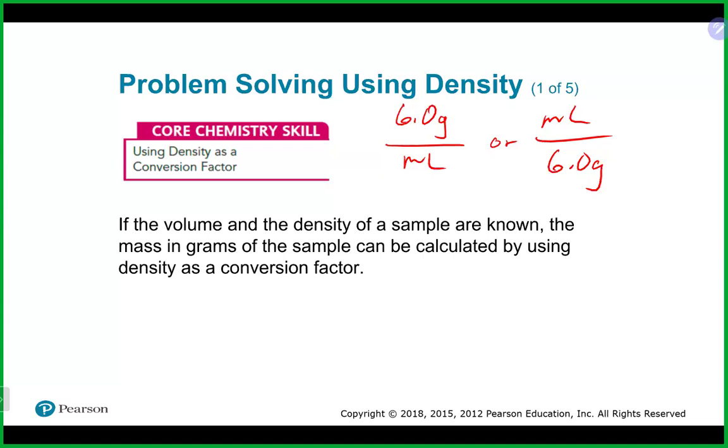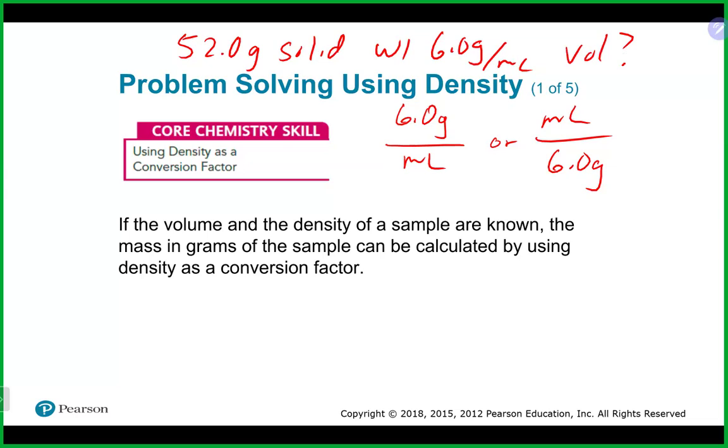So let's just say, for example, I had 52 grams of a solid with that density of 6 grams per milliliter, and I want to know what is the volume, right? Now, clearly I can take the D equals M over V and rearrange it and then put my density, since I know two of the three things, right? I have my density, I have my mass. I could rearrange and solve for volume. Now, maybe you don't remember the formula, or maybe you're afraid you'll mess it up rearranging it.